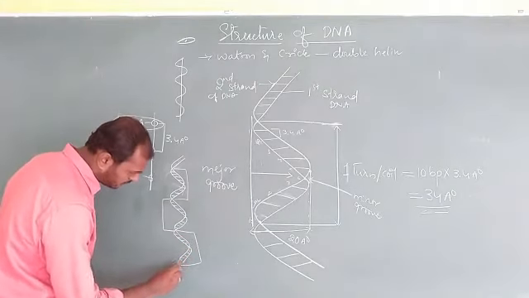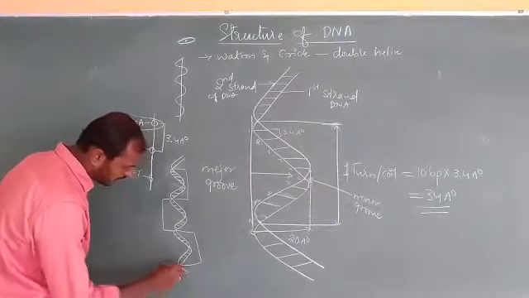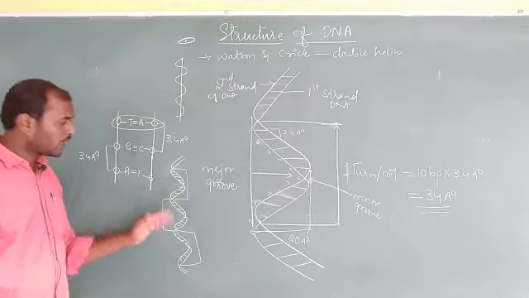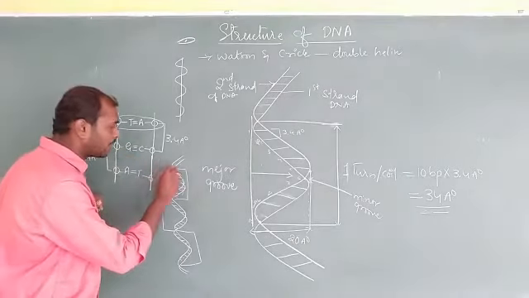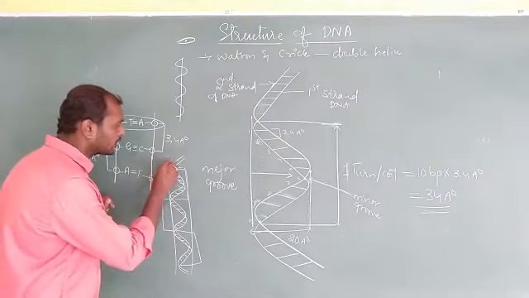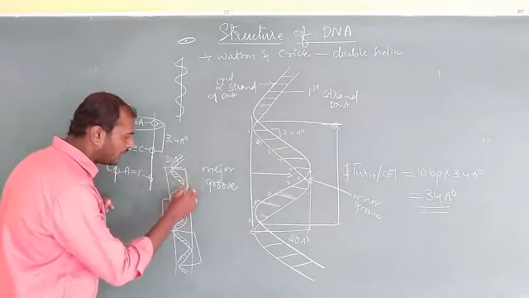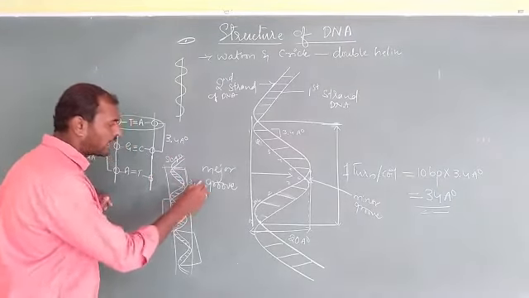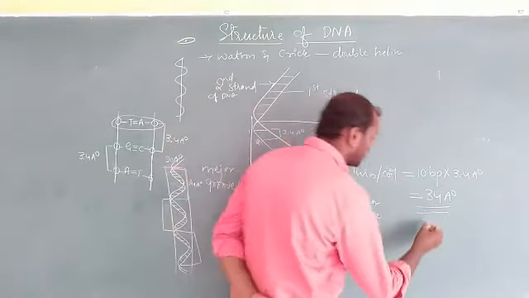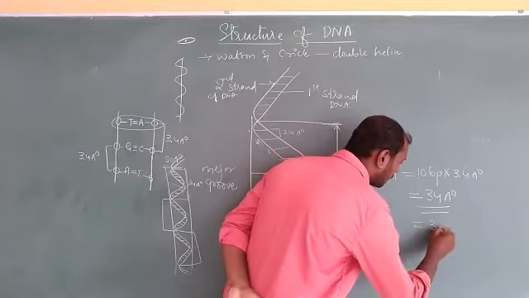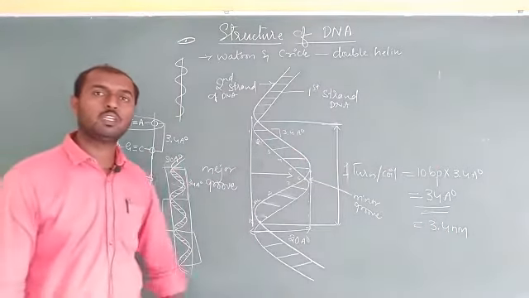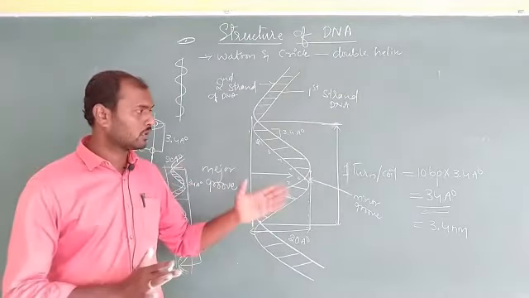So you are going to get 10 base pairs each, and you are going to get the same diameter. See, the diameter does not change. The diameter never changes. This is 20 angstrom and each turn is 34 angstrom. If you convert this to nanometer, then this will be 3.4 nanometer, that is 34 divided by 10. So that is 3.4 nanometer.